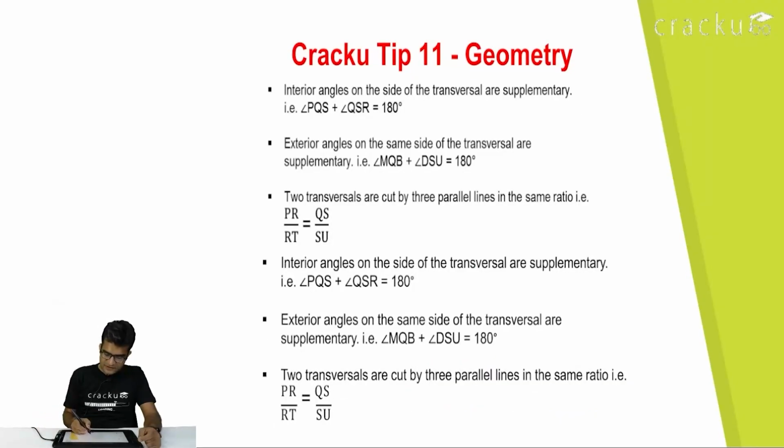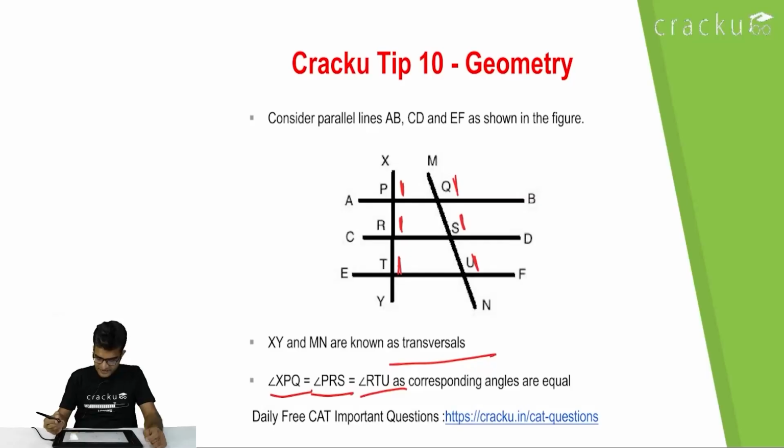Interior angles on the same side of the transversal are supplementary. That is, PQS plus QSR is equal to 180 degrees. That is also quite evident. That is, this angle and this angle, both of them will sum up to 180 degrees.